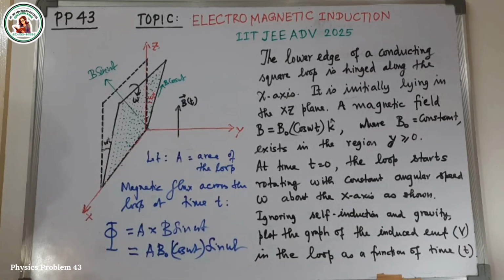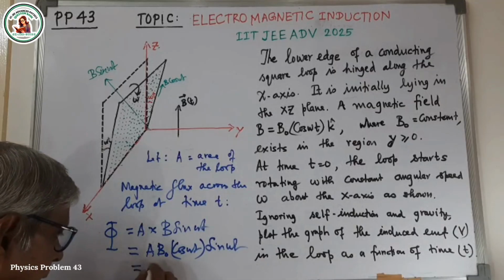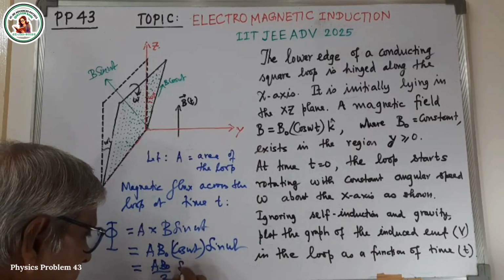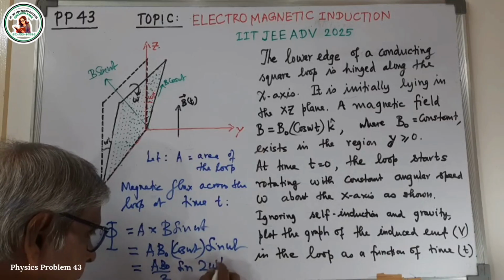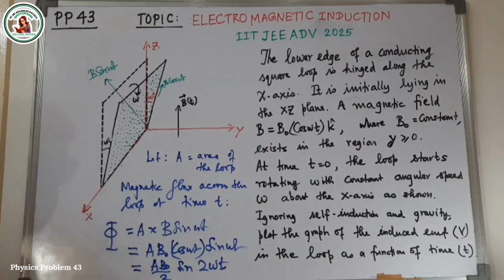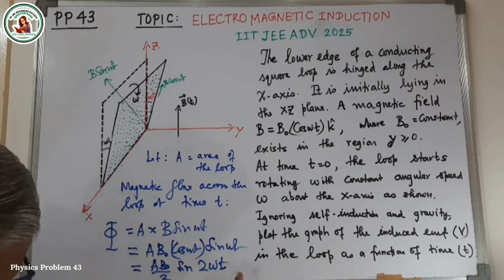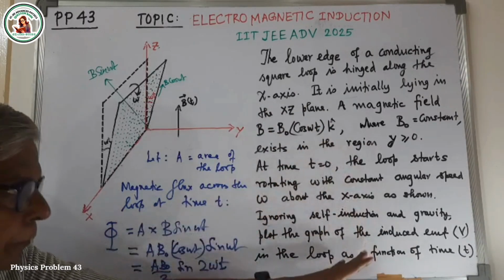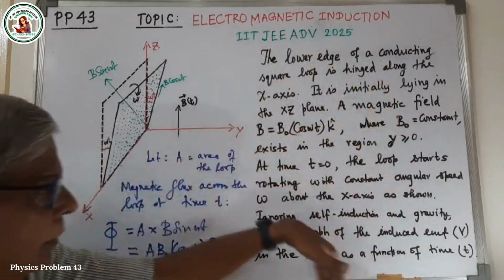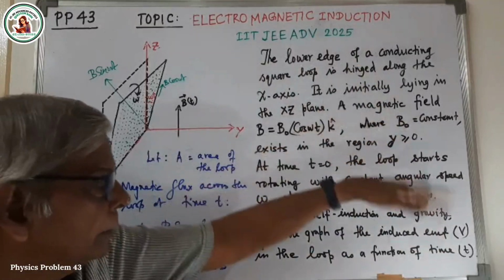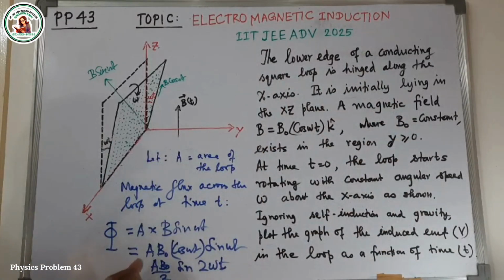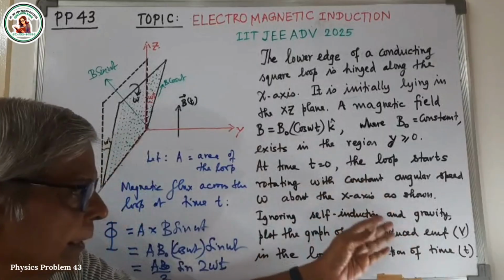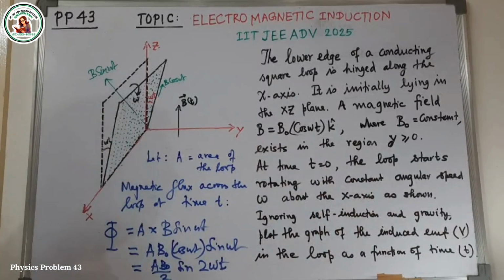That is the magnetic flux, which you can further simplify as A B naught by 2 into sin 2 omega t. So we got flux as a function of time. Now we have to differentiate this to get the induced EMF. Take note of the statement of the question; after clearing the space, I will further discuss. We get an expression for V, and using that expression, we see how we can plot the graph.